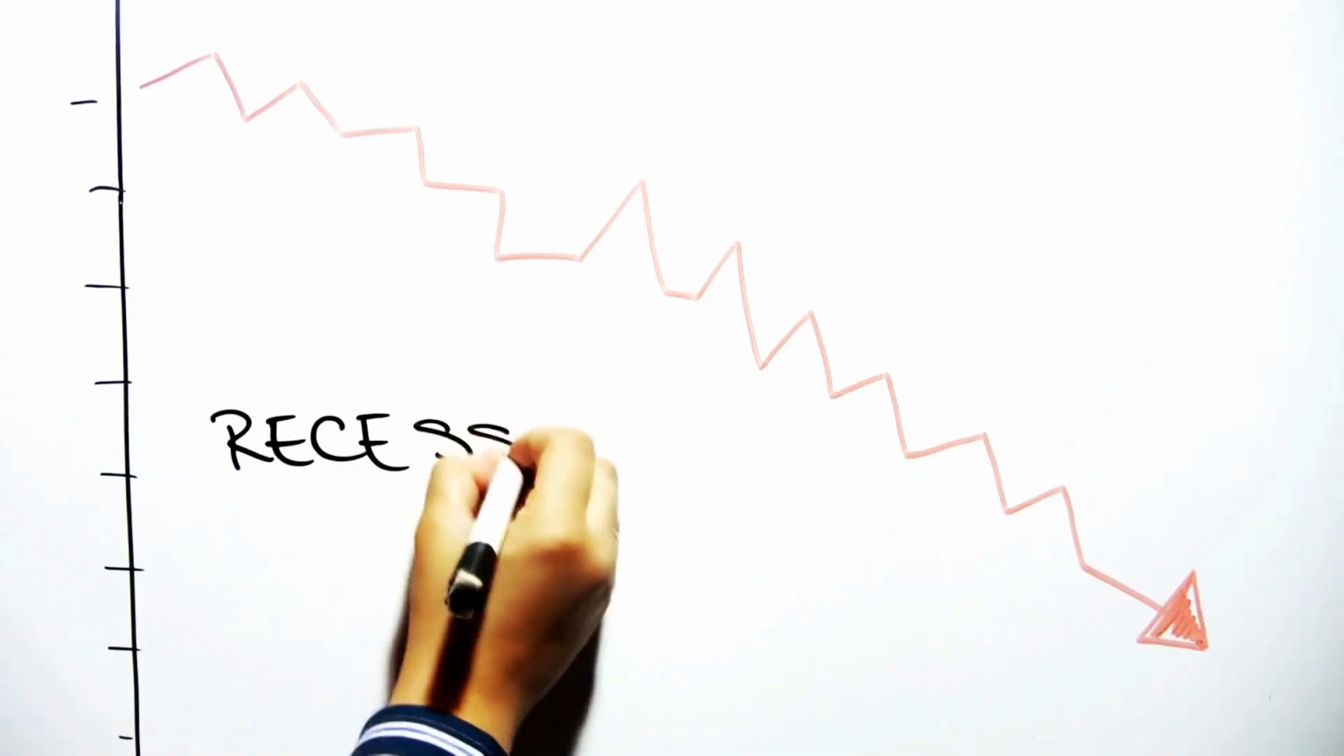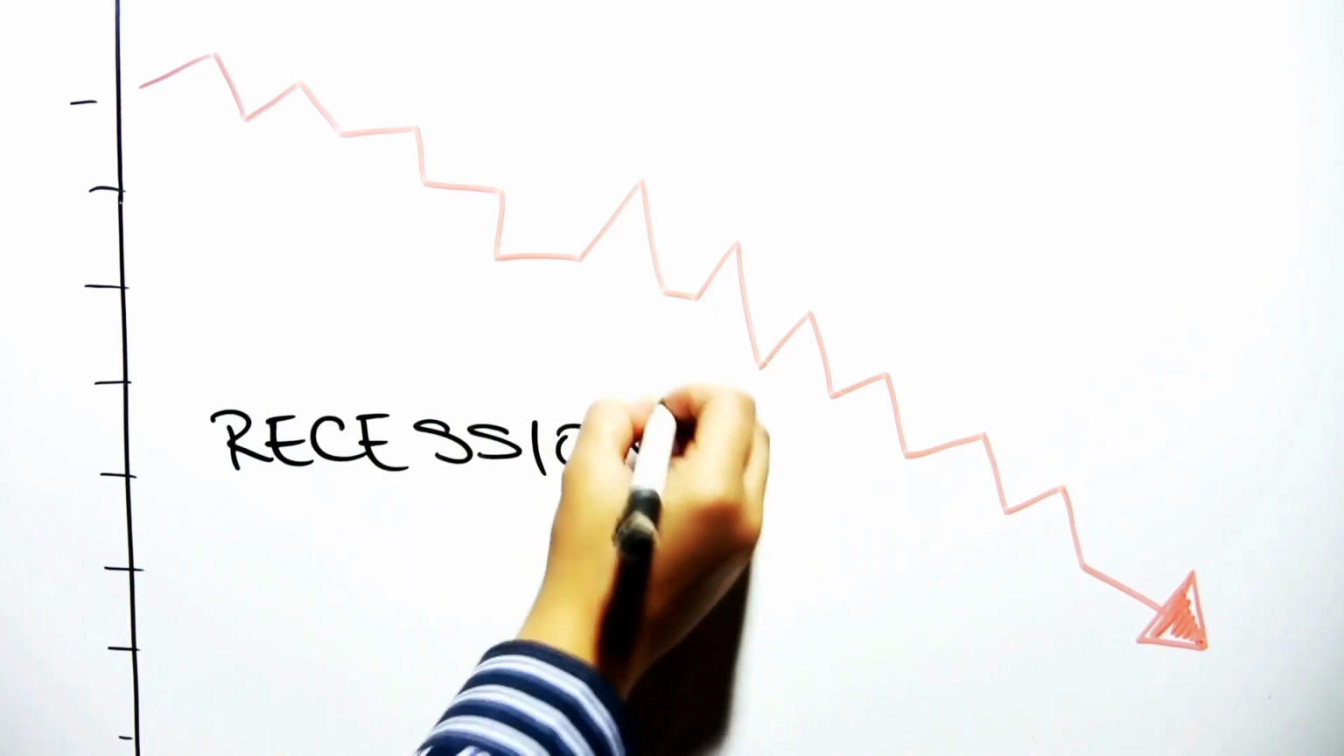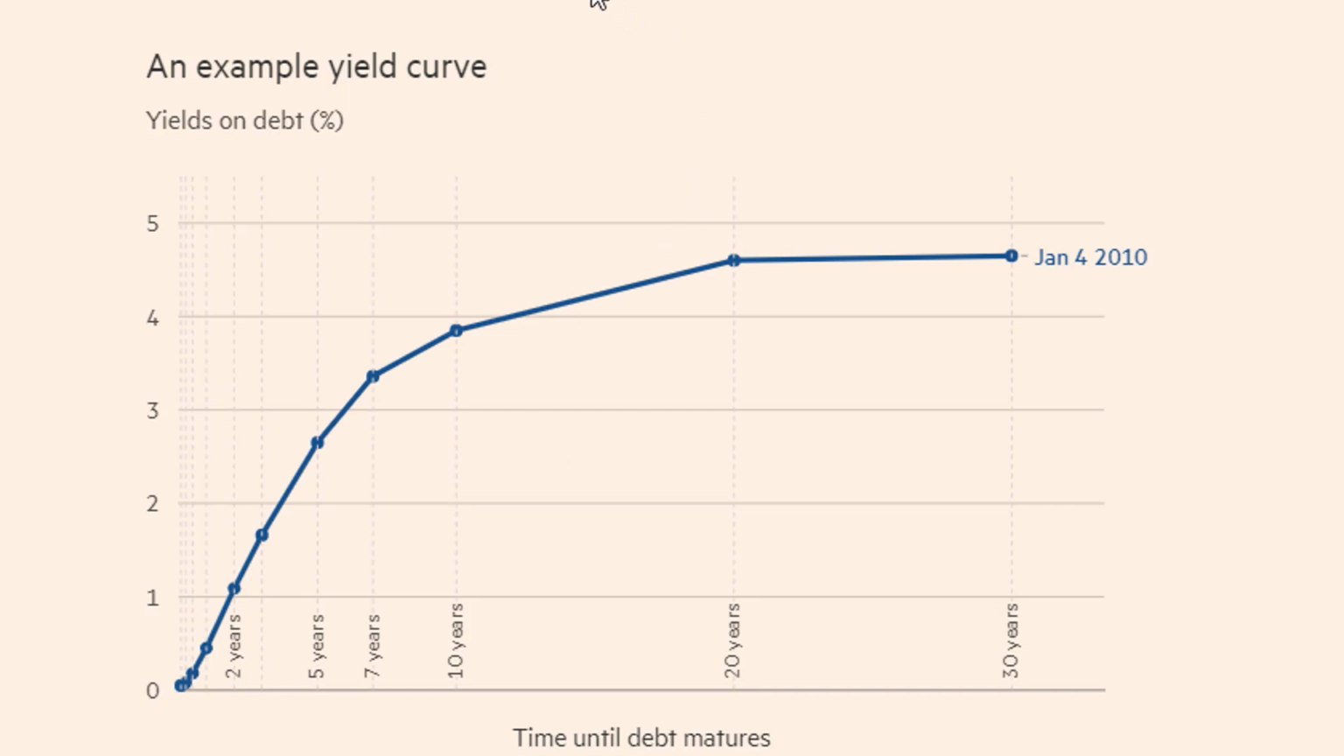This one little market indicator has predicted pretty much every single recession since 1955, and that's what we're talking about today. We are talking about the yield curve inverting. You're probably asking, Colin, what in the world is a yield curve?